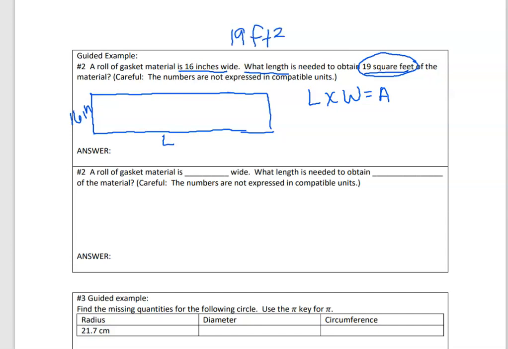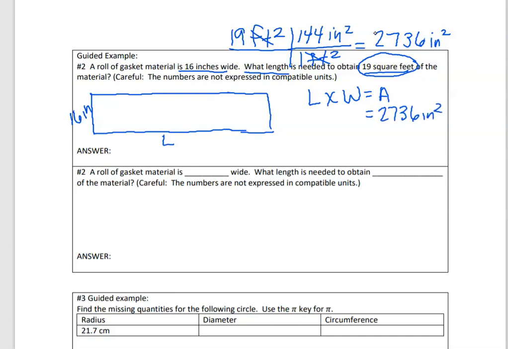Okay, I know that 1 foot squared would be 144 inches squared. So I could do this conversion and get inches squared really quick. And 19 times 144 is 2,736 inches squared. Okay, so that's going to be my area, 2,736 inches squared.